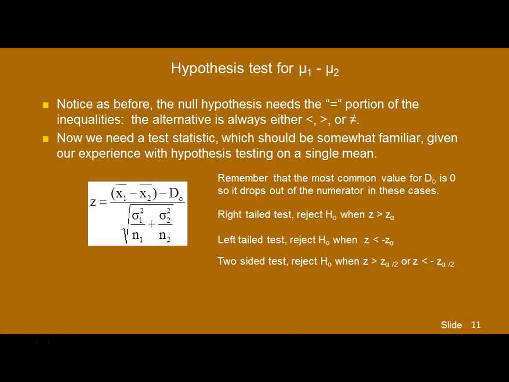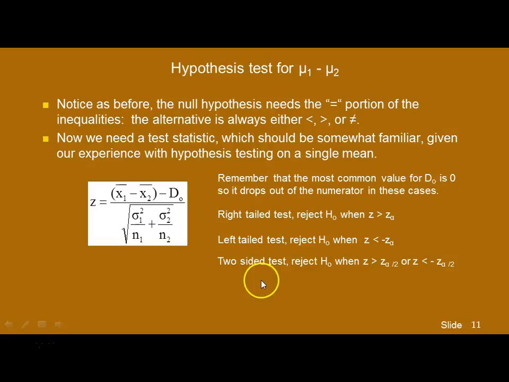If you're using the critical value approach, then if it's a right-tailed test, you're going to reject in the right end of the standard normal distribution. If we get a z-value above z alpha, which means, again, the z-value that leaves an alpha probability above it. If it's a left-tailed test, you're going to reject in the left end of the distribution, if you get a z-value below negative z alpha.